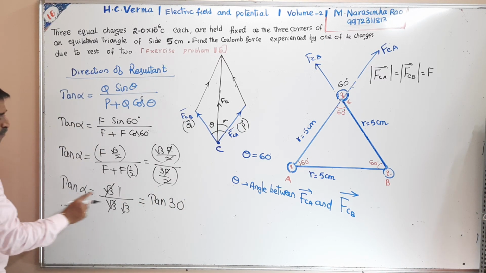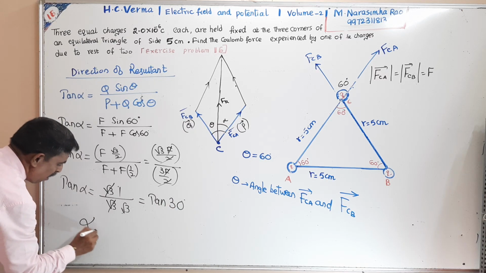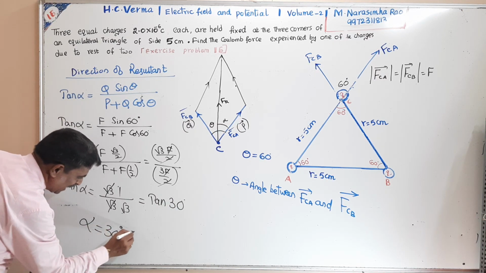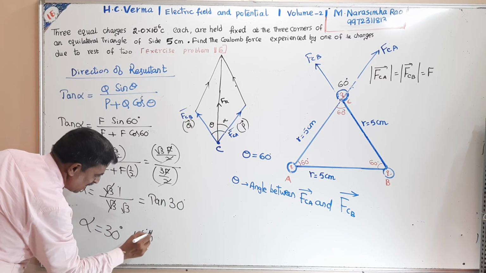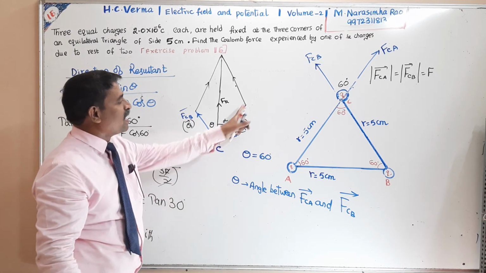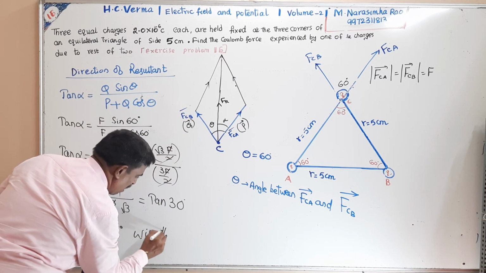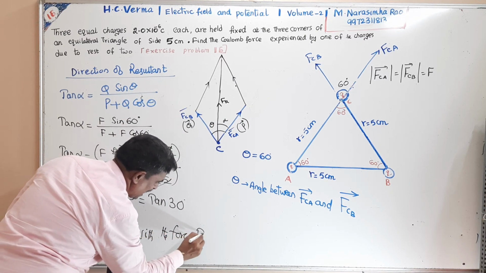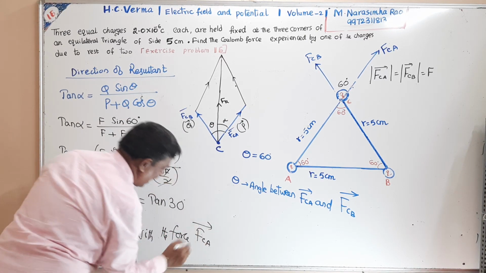Now, tan alpha is equal to tan 30, so alpha is equal to 30 degrees. This is the direction of the resultant with the force FCA.